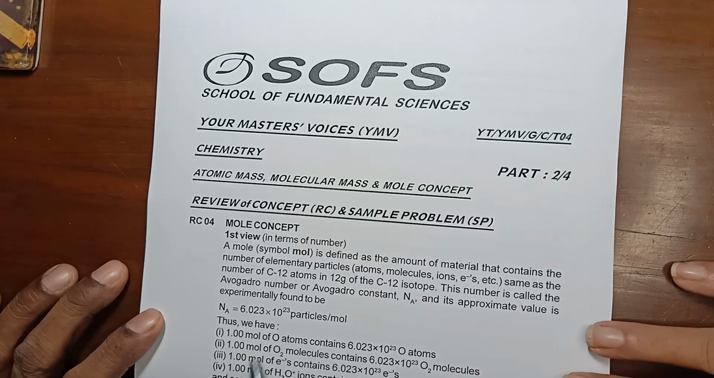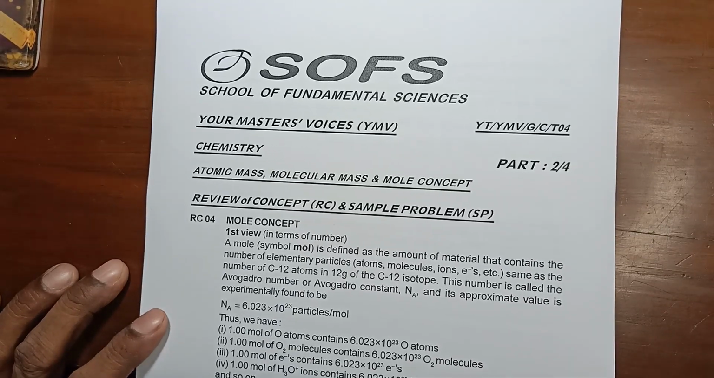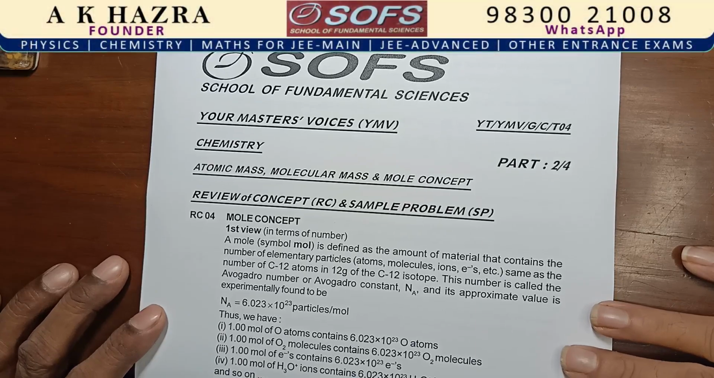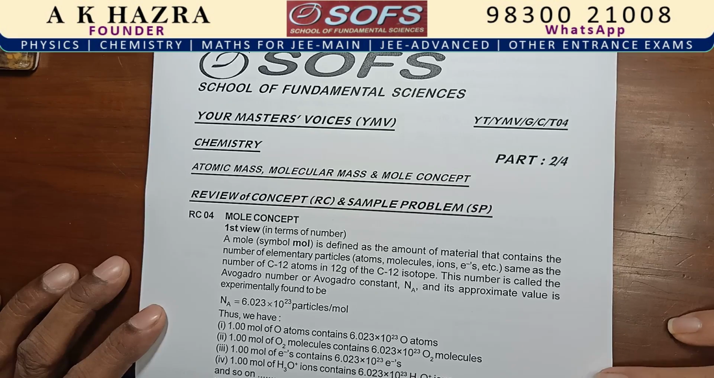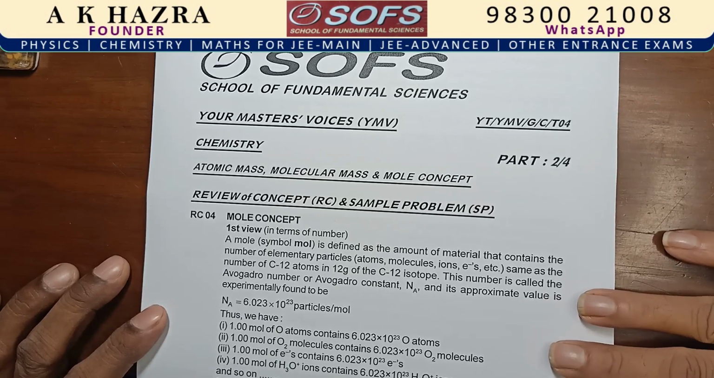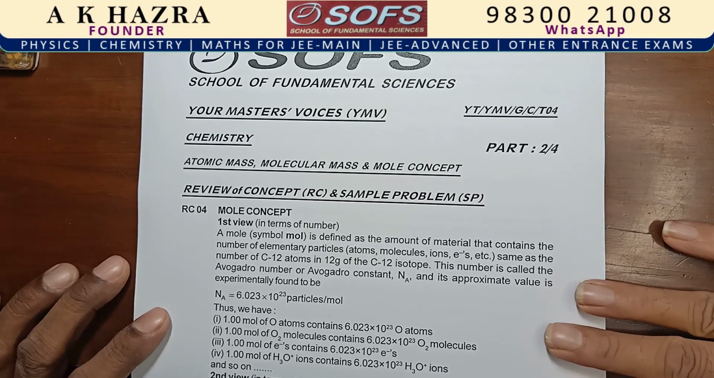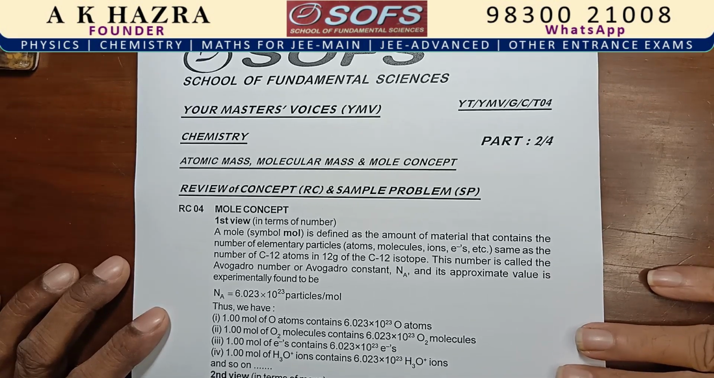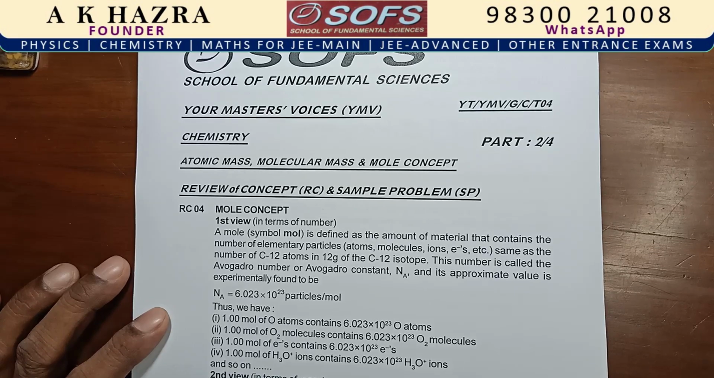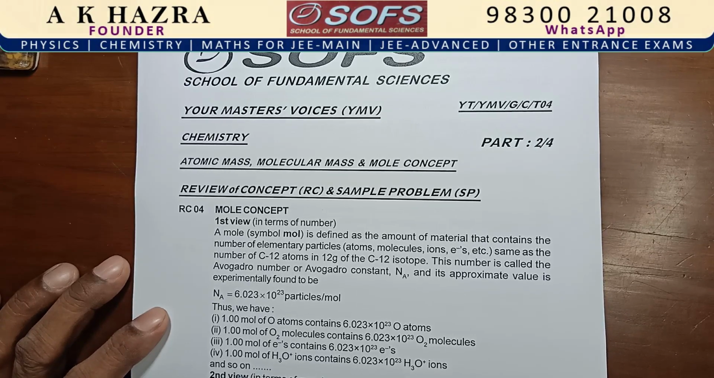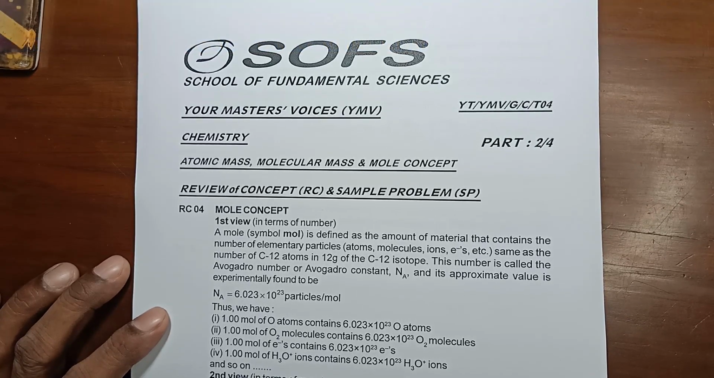Now 1 mole, symbol mol, is defined as the amount of the material that contains a number of elementary particles, meaning atoms, molecules, ions, etc., the same as the number of C12 atoms in 12 gram C12 isotope. Actually, 1 mole of C12 equals 12 gram, and the number of C12 particles in 1 mole of C12, that is 12 gram C12, equals the Avogadro number.